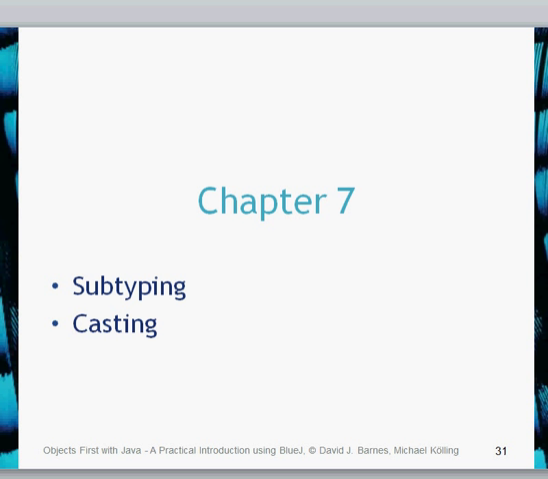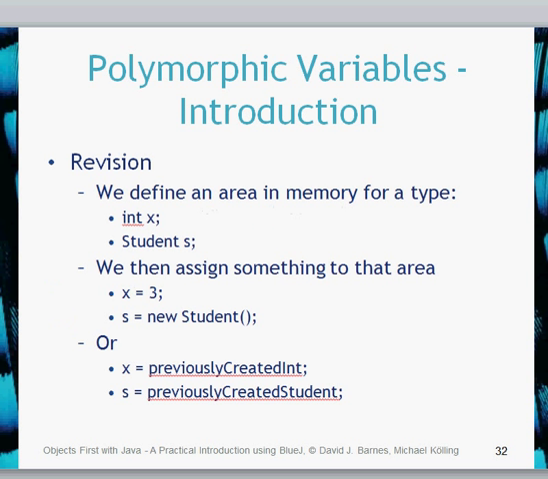Hello again, this is a Chapter 7 video, and in this video we're going to be looking at subtyping, casting, and applying those ideas to the Network version 2 project. So first of all, a little bit of revision just to get the idea of these polymorphic variables and subtyping. So this is nothing new in this bit here.